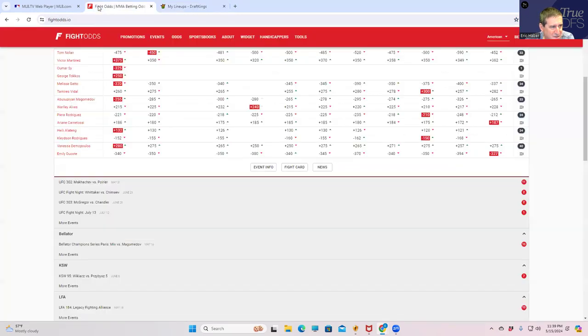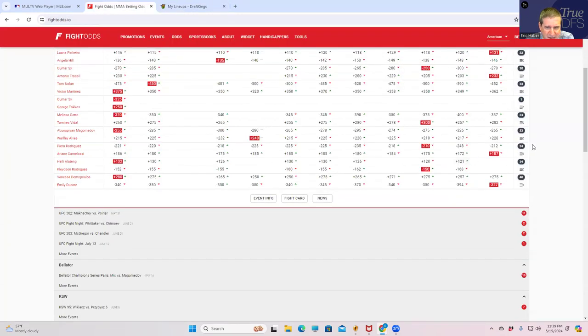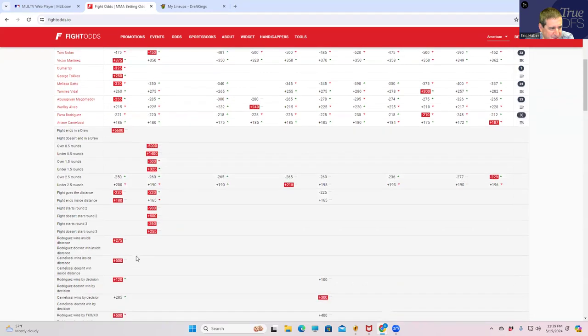Let's look at the inside the distance line. I have a feeling it's going to be understated. Let's see. Yeah, wow, Carnelosi inside plus 500. I thought it'd be better than that, but I guess not. And Rodriguez inside plus 275. That's pretty poor.